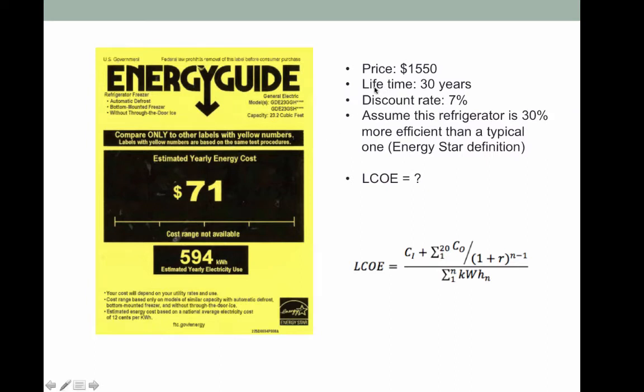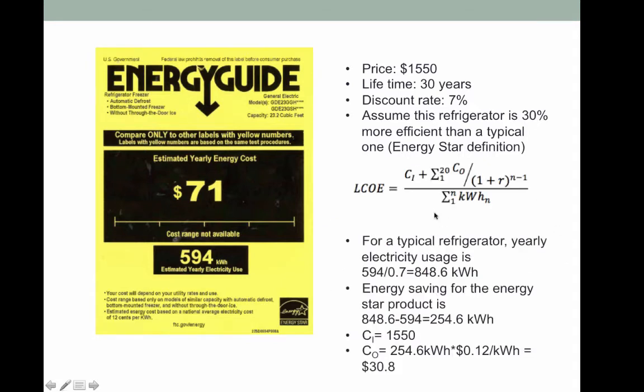The price of this refrigerator is $1,550. The lifetime of the refrigerator is 30 years, and the discount rate we can use is 7%. Assume that the refrigerator is 30% more efficient than a typical refrigerator you can find in the market. What is the LCOE for energy efficiency? Let's try to use this equation to calculate the LCOE.